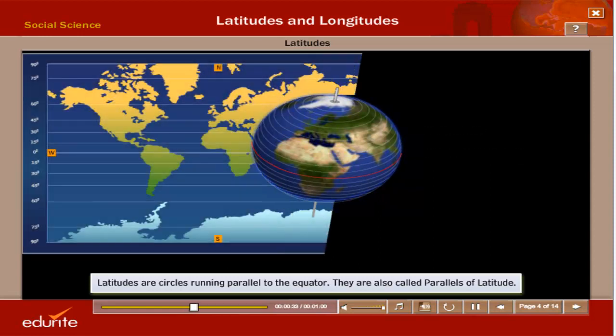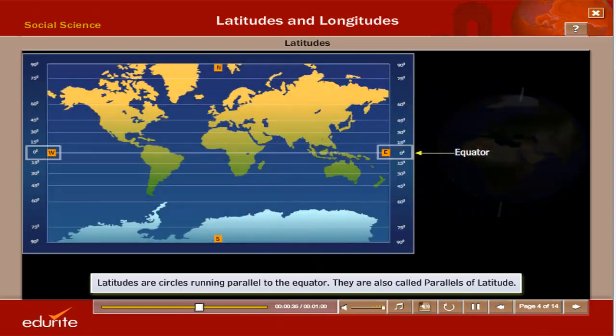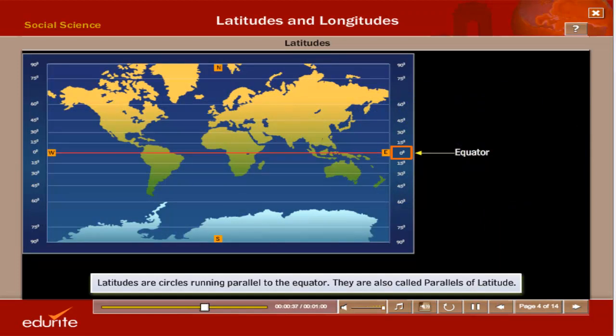Latitude lines run in an east-west direction. 0 degree latitude runs along the equator. There are 90 degrees lines to the north and to the south of the equator. 90 degrees north is the North Pole and 90 degrees south is the South Pole. Latitudes help in locating physical features of the Earth and also in understanding the climate of a place.